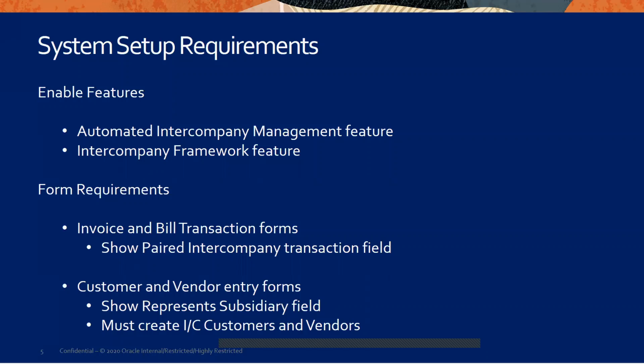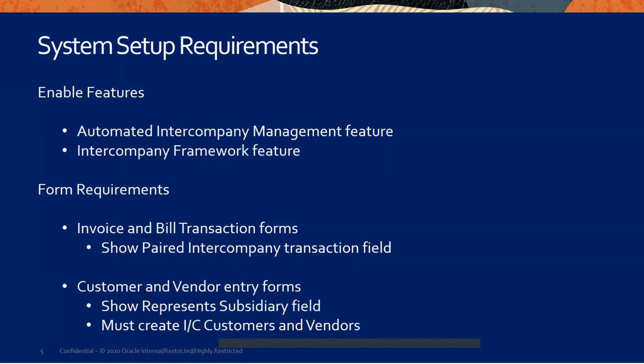On your invoice and bill transaction forms for your intercompany entities, you're going to want to show the paired intercompany transaction field. That way you're able to link the two transactions in order to net them. Some of you might be familiar with this. The paired intercompany transaction field has been around for a while from the legacy automated intercompany management feature.